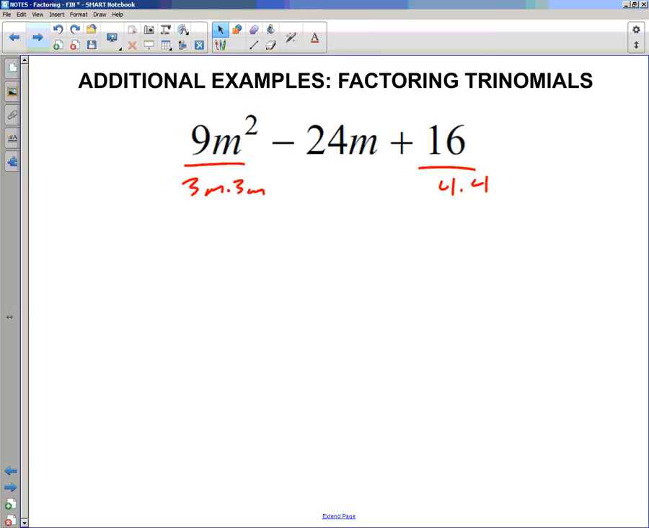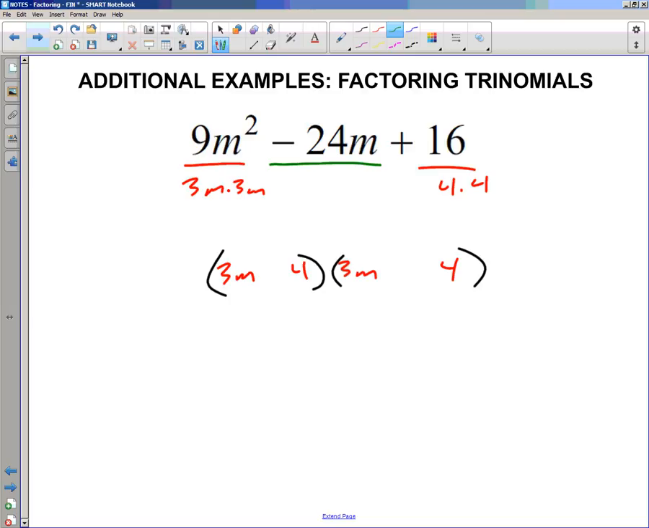Before I do anything else, I'm going to go ahead and try those values in my factors, because oftentimes these are going to work out, especially when you see perfect squares at the beginning and end. So I'm going to try 3m to get the 9m squared. I'm going to try the 4 and the 4 to get the 16. Let's just see if that'll work out to give us the negative 24 that we want.